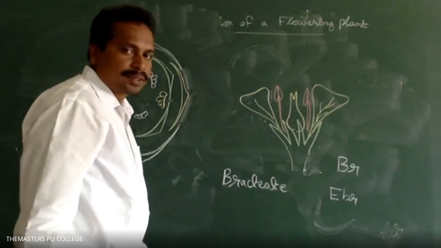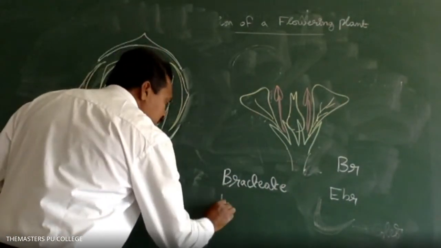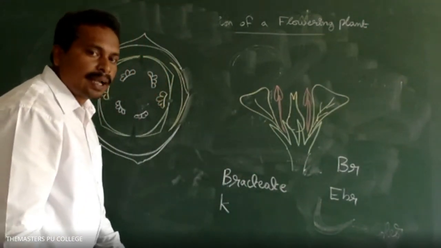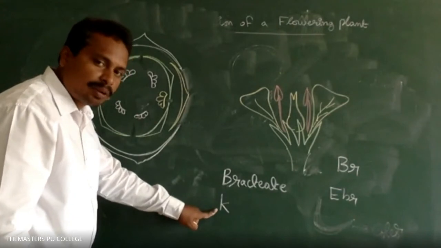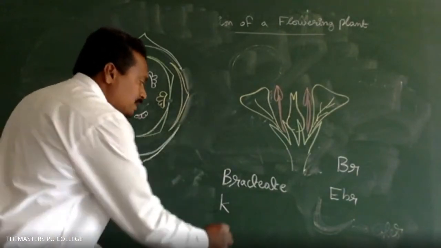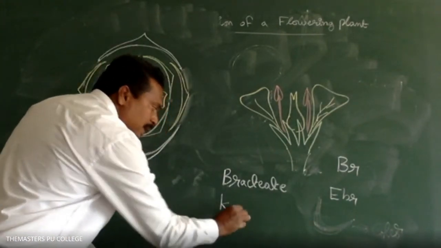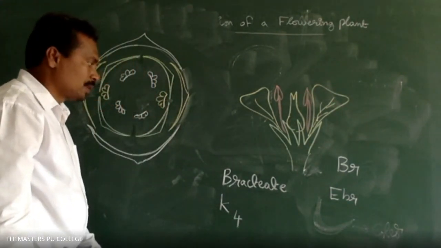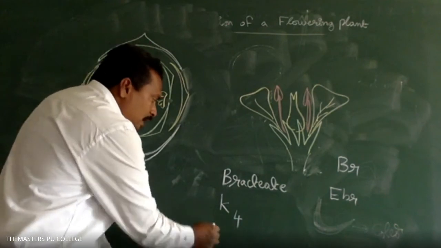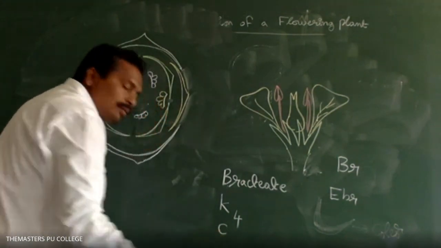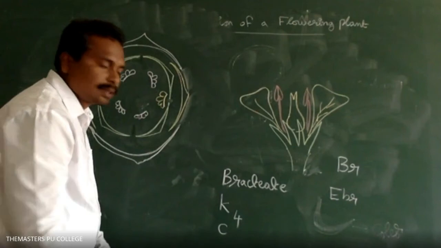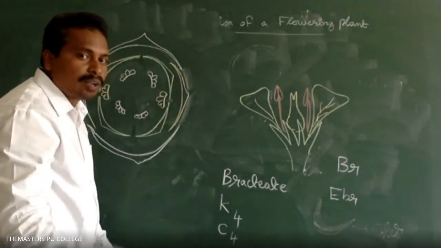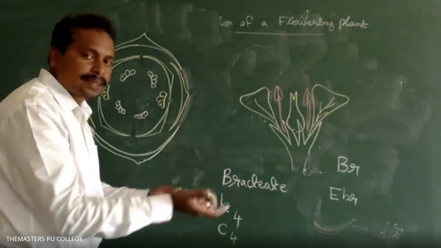Now the numbers. Calyx: how many sepals are there in a calyx? The calyx is denoted by the letter K. If the calyx consists of four sepals, it is indicated as K4. If the corolla consists of four petals, it is C4. The corolla is denoted by the letter C.